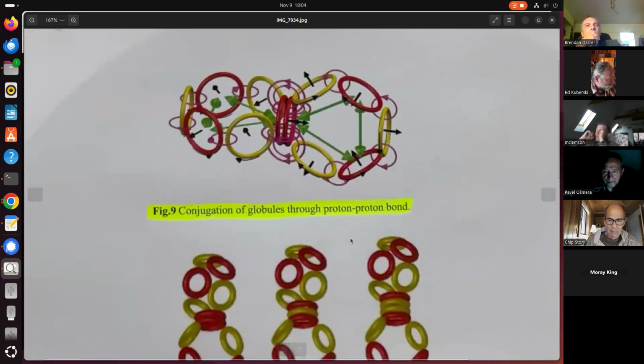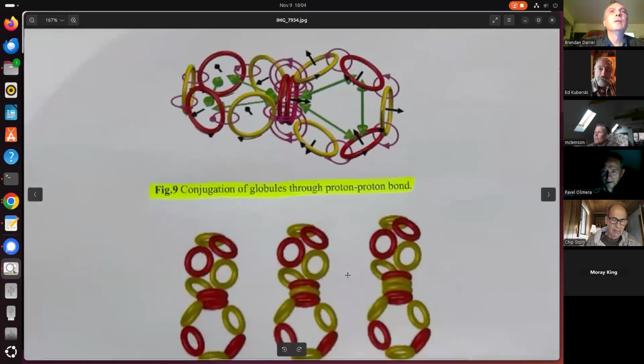The conjunction of globules through proton-proton bonds. So, look at this. Pavel, you've got a computer program that corresponds to all of this software, do you not?